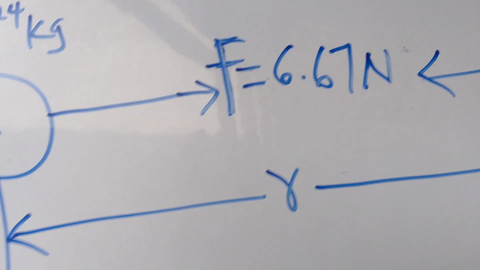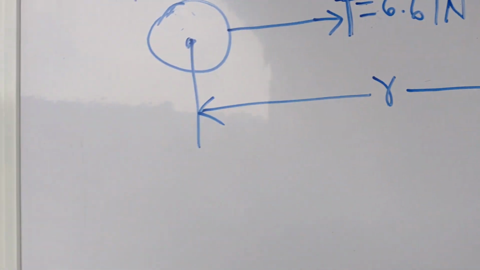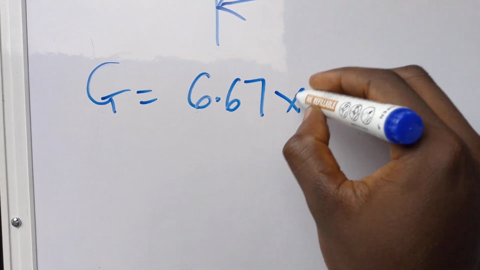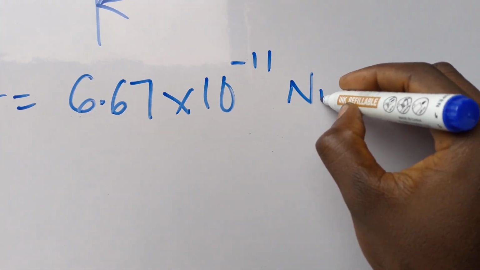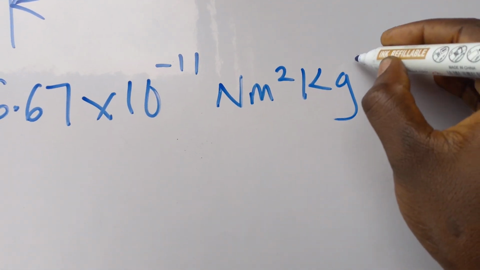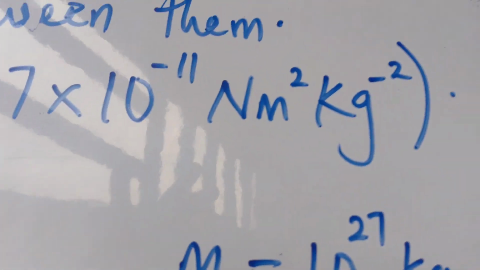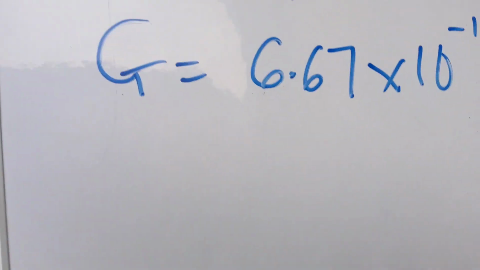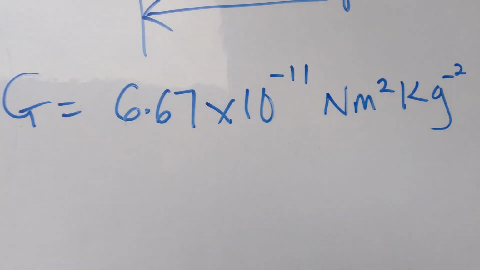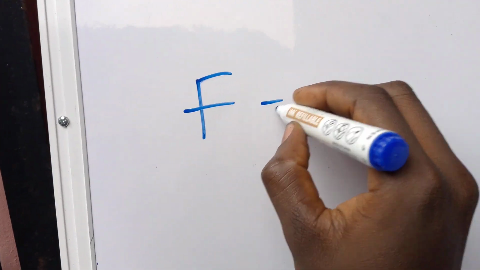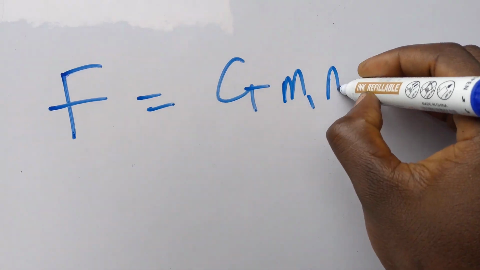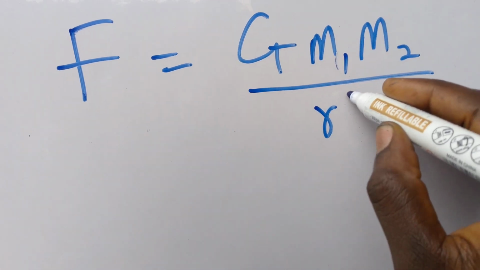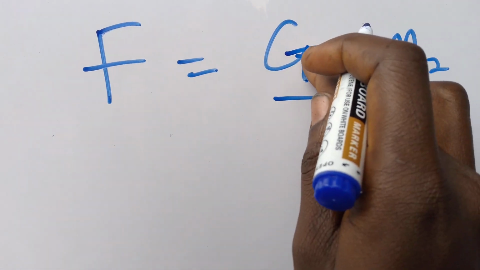Okay, so we continue. We then go to the formula. However, also note that the gravitational constant was given as 6.67 times 10 raised to power minus 11 Newton meter square per kilogram square. It was given here in the question. That's the gravitational constant. Then you go to the formula from Newton's law of universal gravitation. From Newton's law of universal gravitation, we have that F is equal to G m1 m2 over r square.